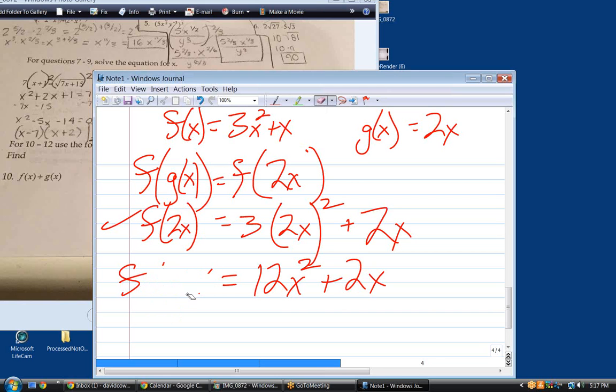I don't even like the word "fog," to be honest with you. I don't know why people use it. They should just write f of g of x.